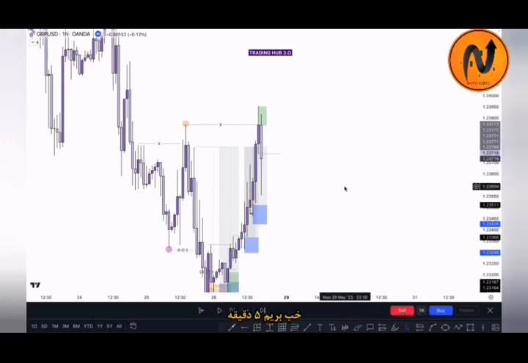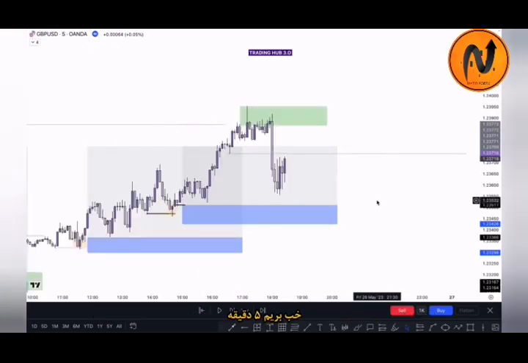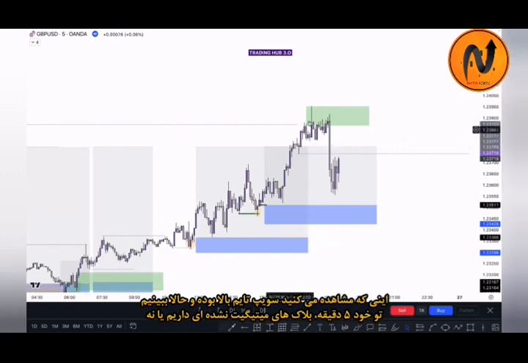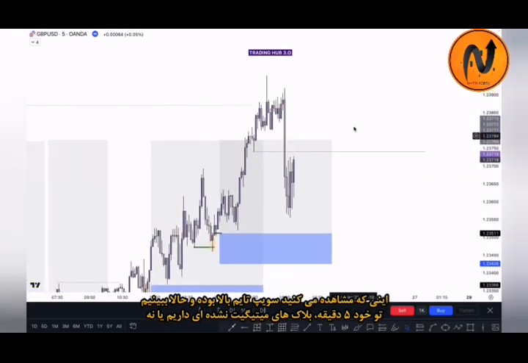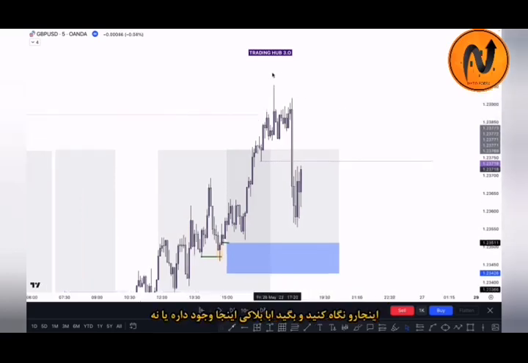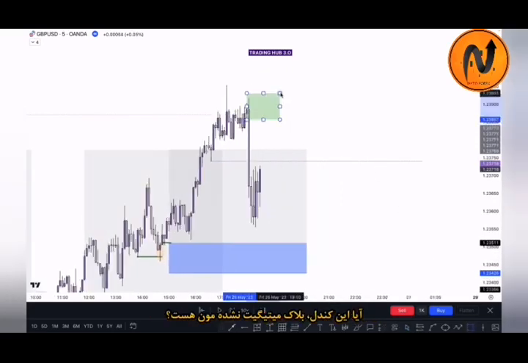Okay, now let's see what happened here in a 5-minute time frame. At the current price action, you can see this structure took out the liquidity, and now you have to identify where our 5-minute unmitigated order block is. Look at this one. In this case, is there any unmitigated order block or not? Look at this one. This is our unmitigated order block, right?